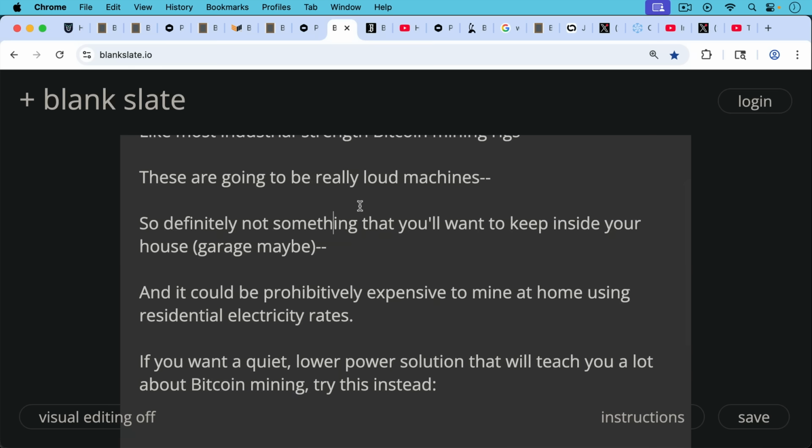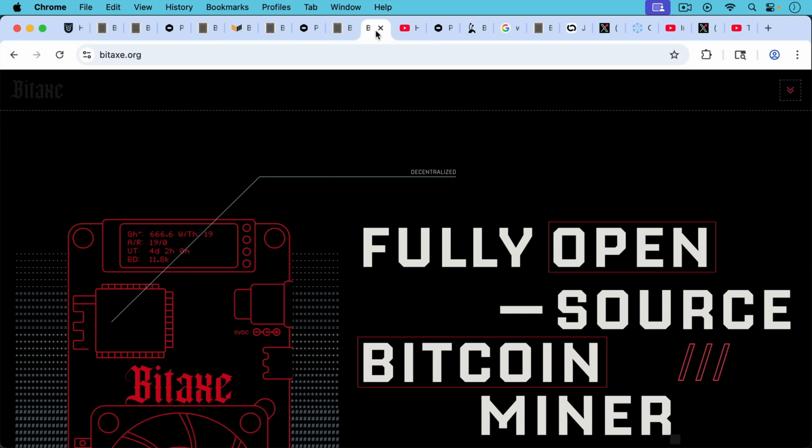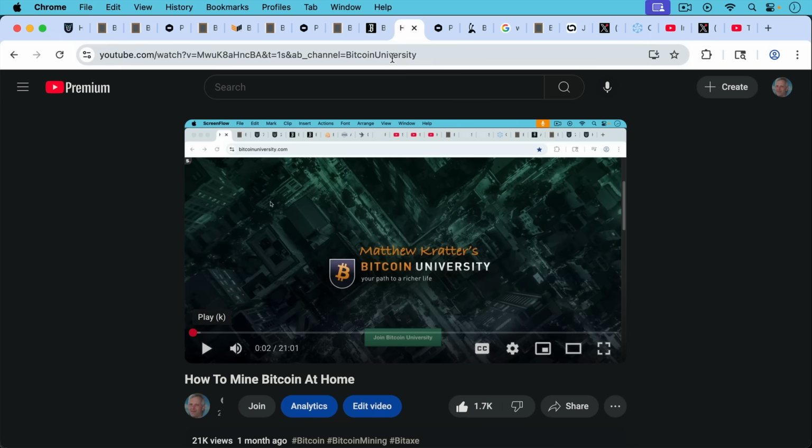That's not recommended. So if you want a quiet, lower power solution that will actually teach you a lot about Bitcoin mining instead, you can get something like the Bitaxe or the Nerdaxe. I'll put a link to this in the description notes below, as well as my video about how to mine Bitcoin at home.